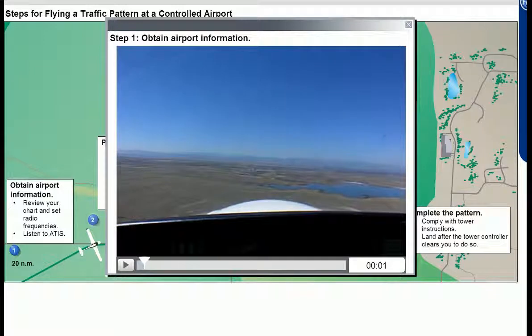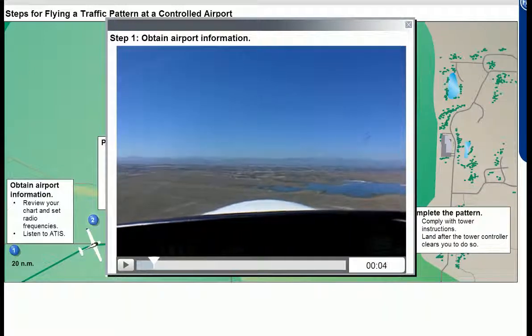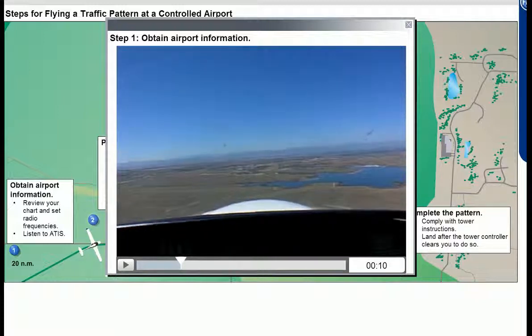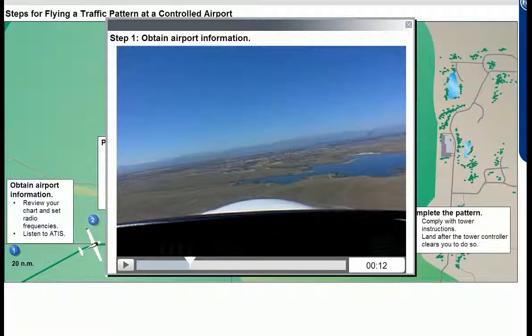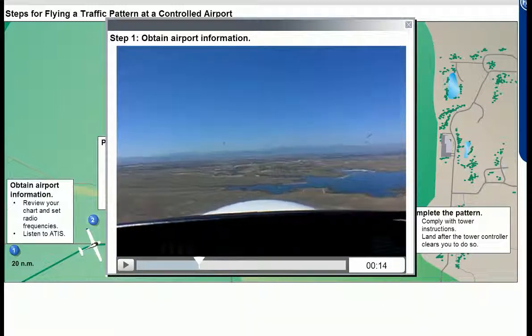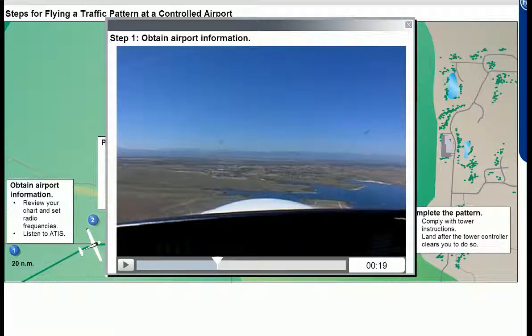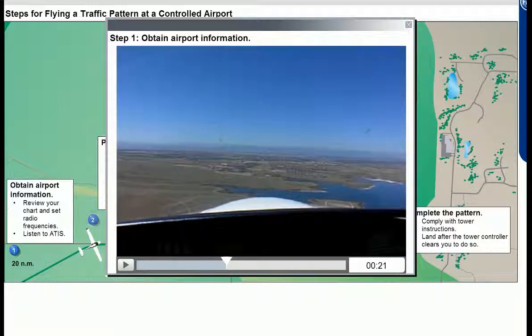Okay, we're about 20 miles from the airport, so let's go ahead and get airport information. Look at your chart and look at the field elevation. At Centennial, it's about 5883. So traffic pattern altitude is going to be 6,800. And set your frequencies. Tower is 118.9 and ATIS is 120.3.